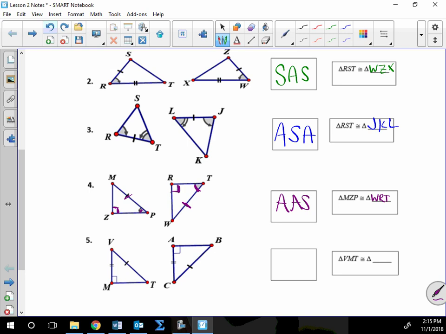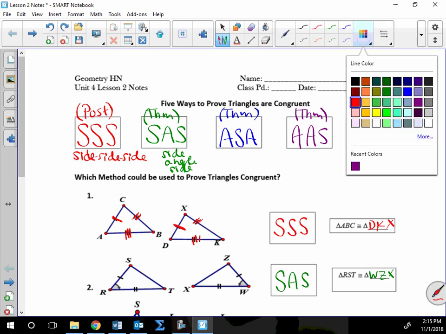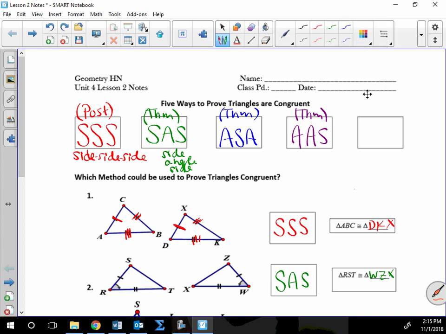Okay, so our last one is actually HL. Didn't see that one coming, did you? I'm not making this up, this is real. This is another theorem. Now I want you to put this note underneath. Can only be used with right triangles.